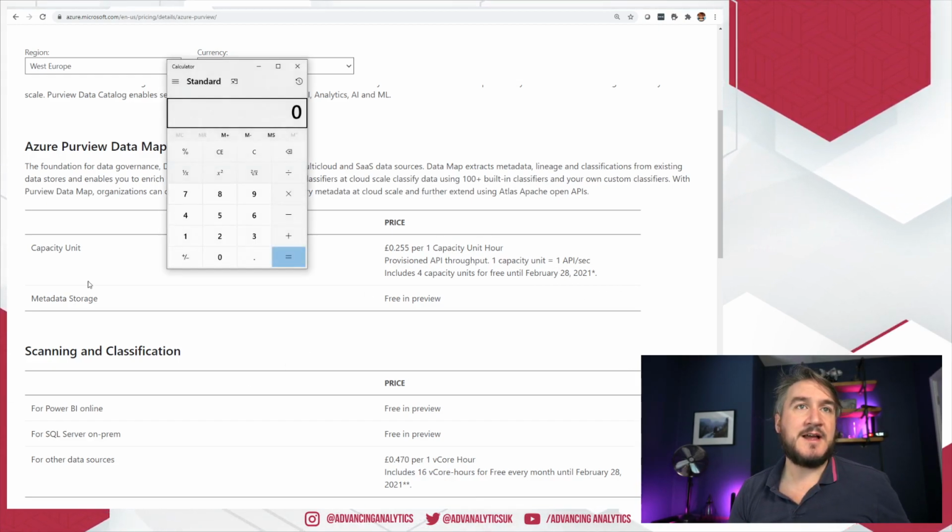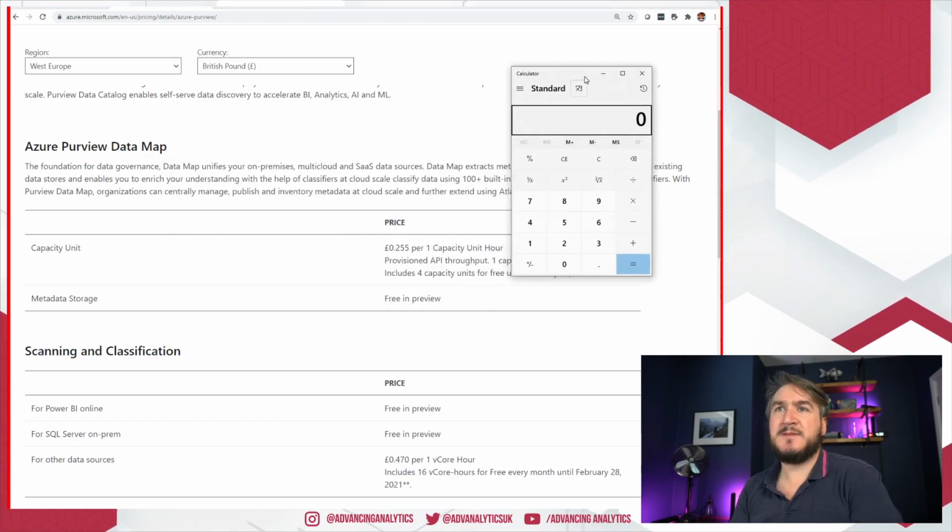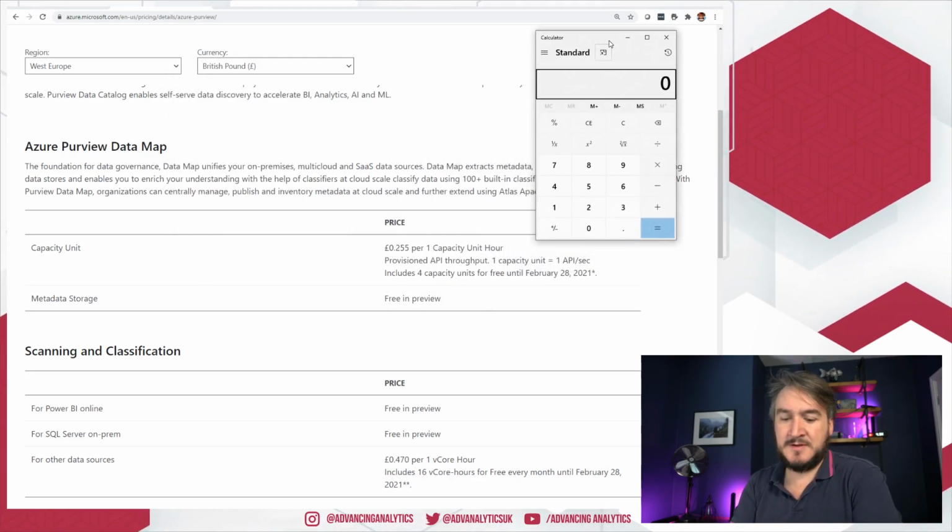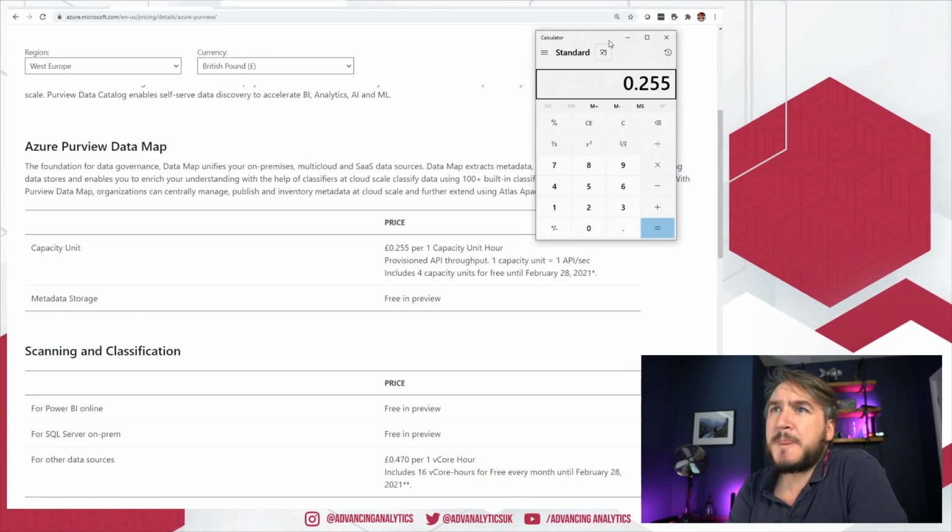So we can get out our little calculator and we can say, okay, let's take that and do 0.255. That's per hour.